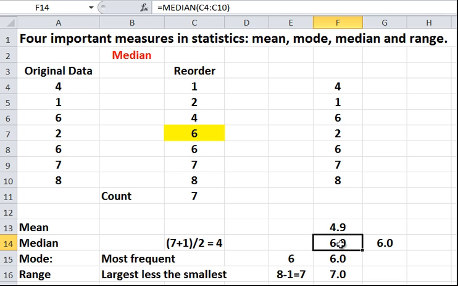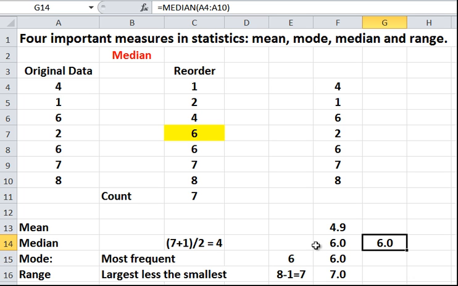The median is done in exactly the same way. Just equals MEDIAN C4 to C10, and that's it. You could do it on the original or on the ordered. It doesn't matter which way you go. This is the reordered set of numbers. The median is C4 to C10. Here it's A4 to A10. It's the same set of numbers, except one is in order and the other is not in order. But you'll see that the number is the same. The median is still the same, 6.